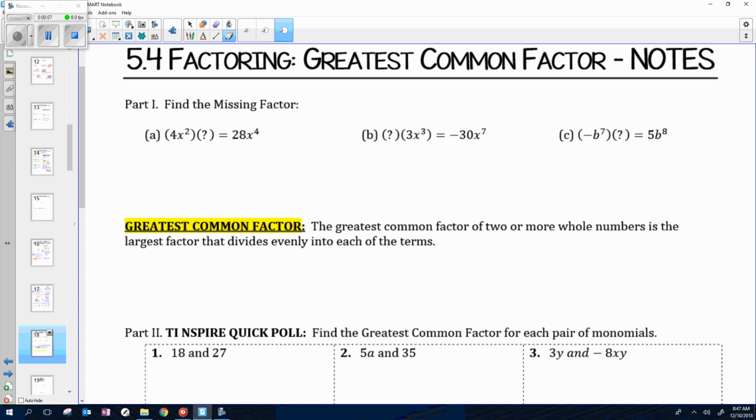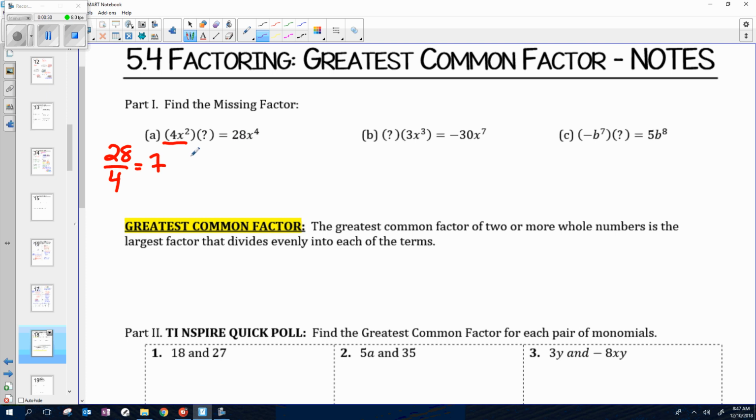For part 1, we're going to find the missing factor. So what are we multiplying each thing by to get to our product? In this case, for part A, I have a 4x squared times what is going to give me that 28x to the fourth. So doing the opposite of multiplication would be division. So if I divide 28 by 4, that means I'm left with a 7.